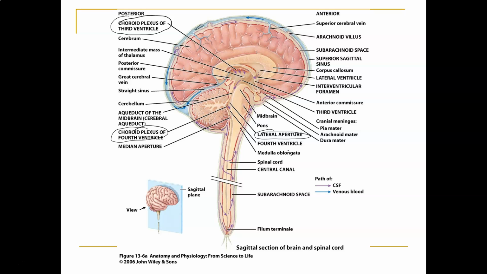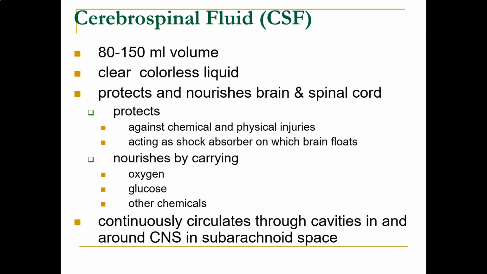So it comes from your blood and it returns to your blood, cerebrospinal fluid, and it circulates through the ventricles and the subarachnoid space. So it has multiple functions, and here are some of them. It's carrying protective chemicals in it, nourishment, glucose, things like that. It's acting as a shock absorber, especially in the subarachnoid space.